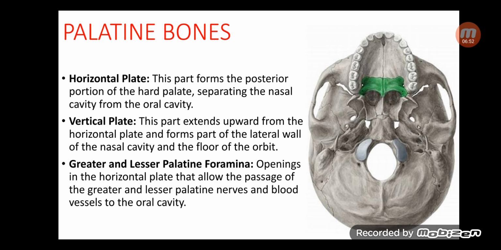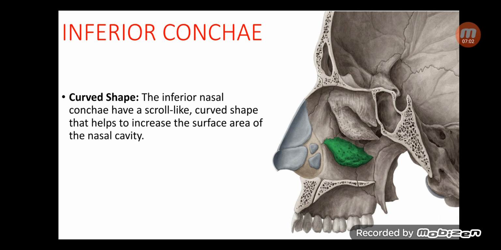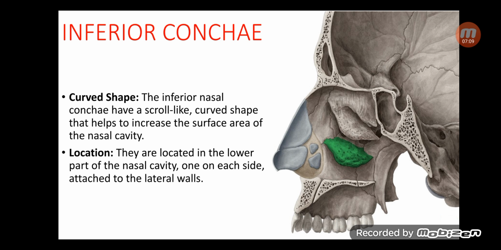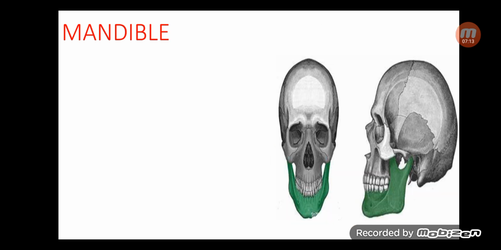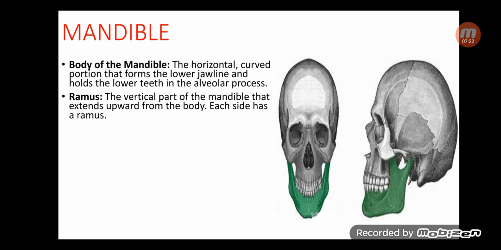Then it has greater and lesser palatine foramina in it, that are openings in the horizontal plate that allow the passage of the greater and lesser palatine nerves and blood vessels to the oral cavity. Then we are talking about the inferior conchae. Basically, it is a curved bone that increases the surface area of the nasal cavity, and it is located in the lower part of the nasal cavity, one on each side attached to the lateral walls. Talking about the mandible, it has parts that are body, that is the horizontal curved portion that forms the lower jawline and holds the lower teeth in the alveolar process.